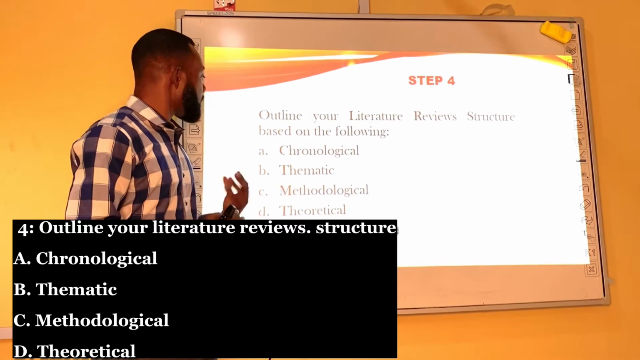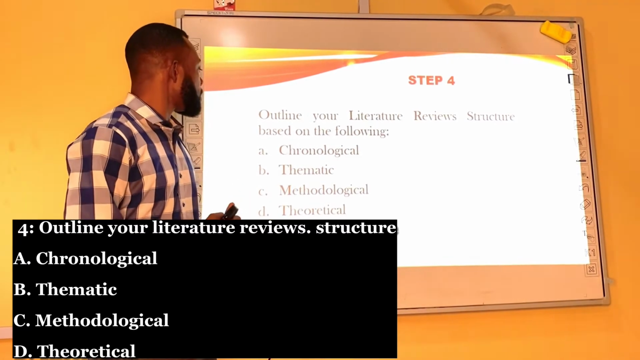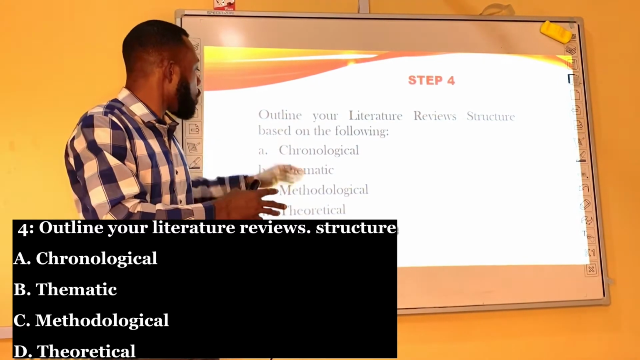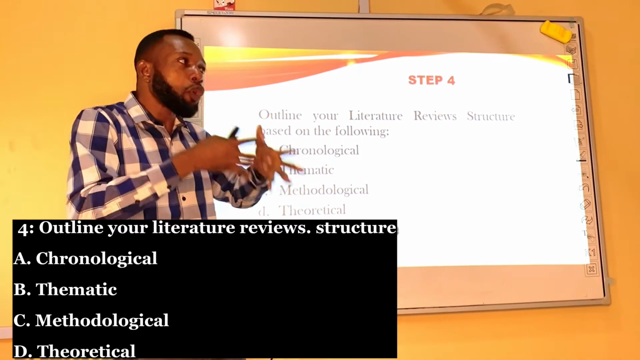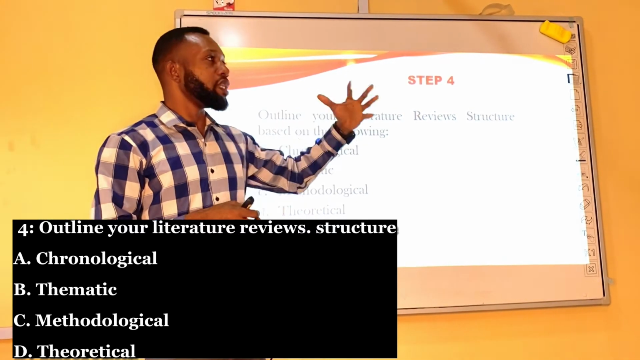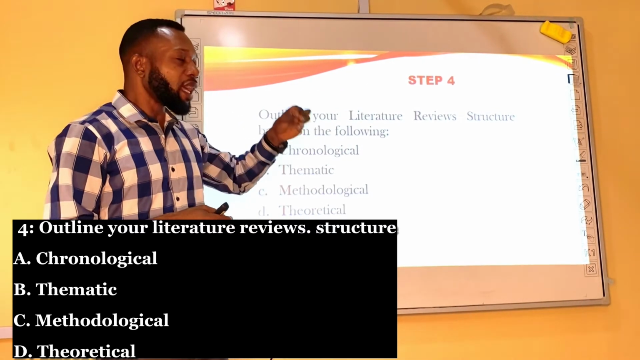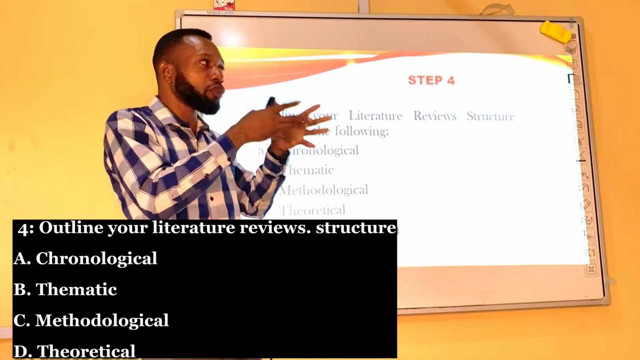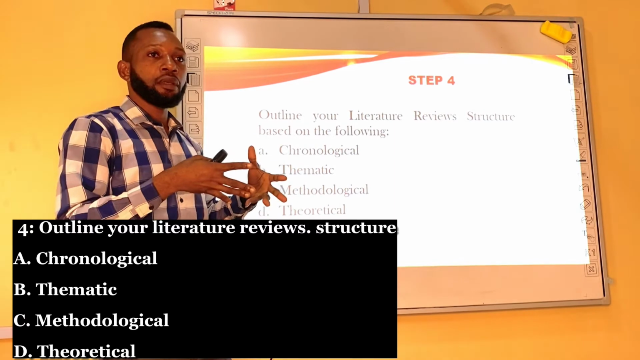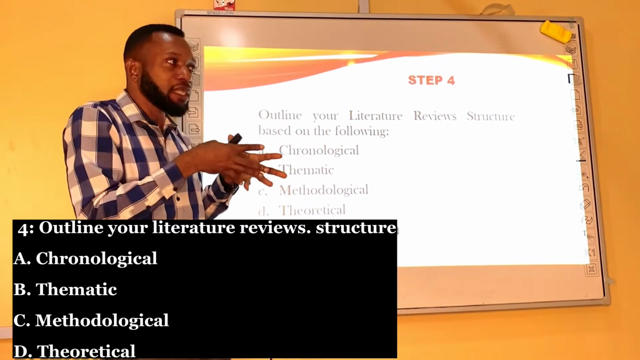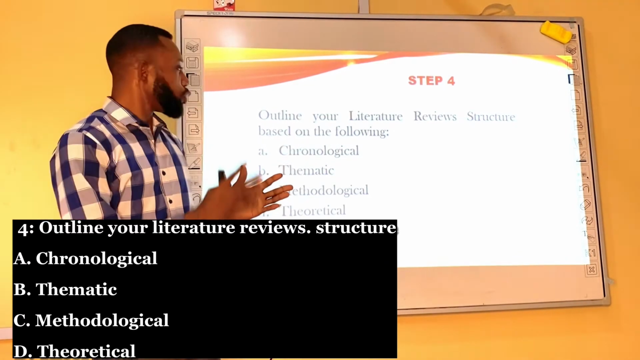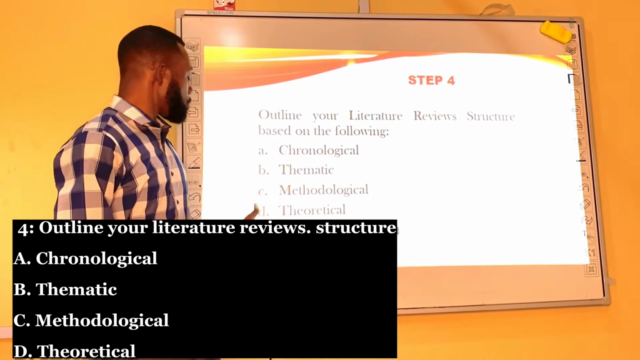The next thing is the thematic literature. Sometimes you need to review your literature based on themes that emerge in the course of your study. Maybe, for example, you look at the objectives of your study. What are those things that constitute part of your objectives? Then based on that, you can develop themes. You can develop subjects or concepts based on those themes, and then you can examine them in the course of your review.